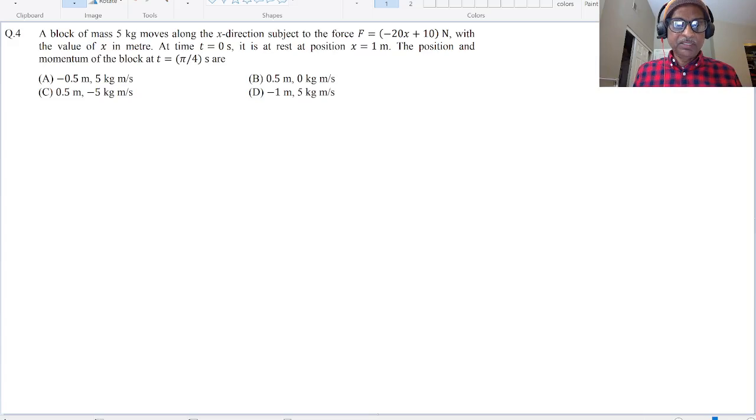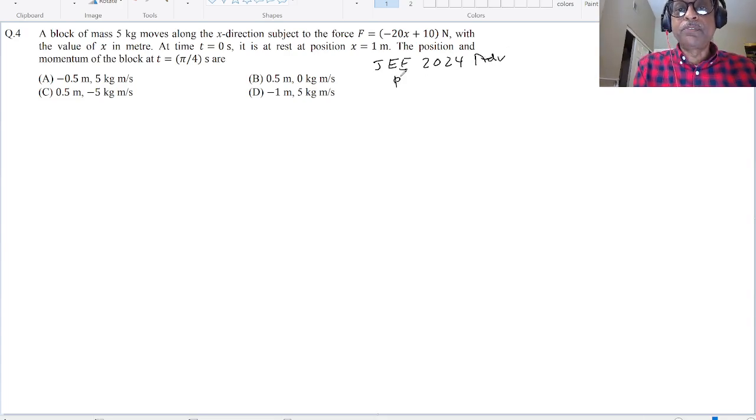So I'm doing these days these problems from IIT JEE exams. Okay, so this is the Joint Entrance Exam 2024 Advanced physics paper 1.